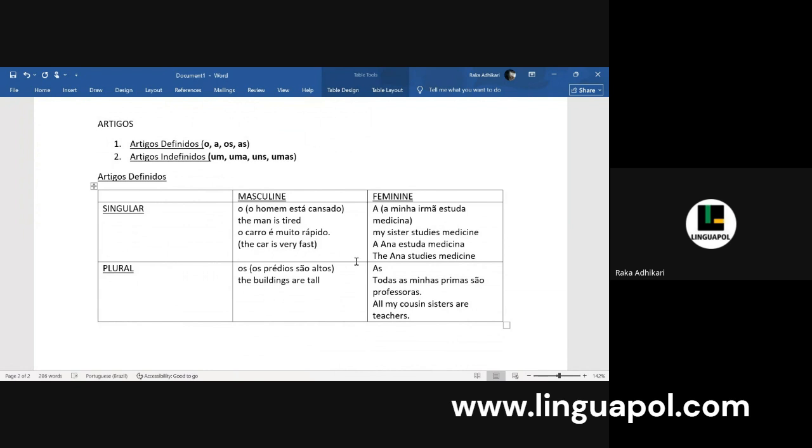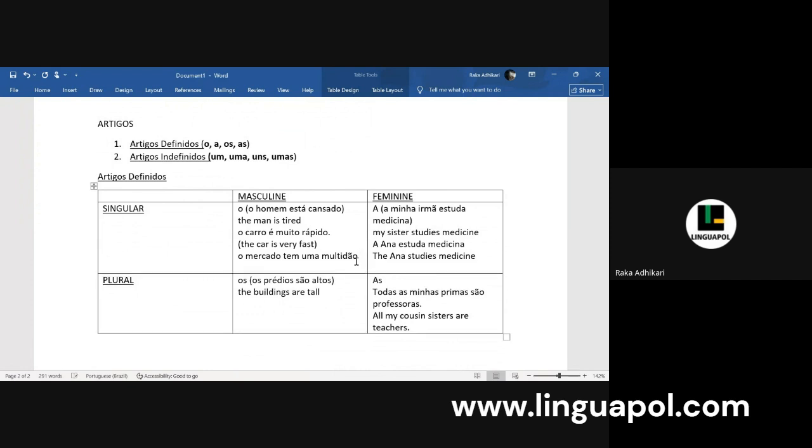For example, o mercado tem uma multidão. The market has a crowd. O mercado tem uma multidão. Multidão means crowd. The market has a crowd. So we are definitely talking about a specific market. That is why we are saying o mercado.